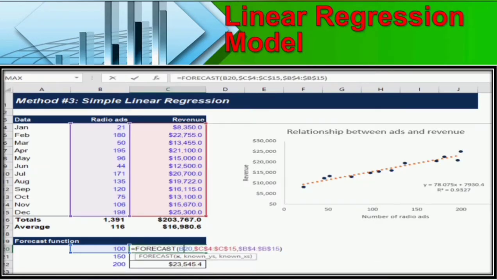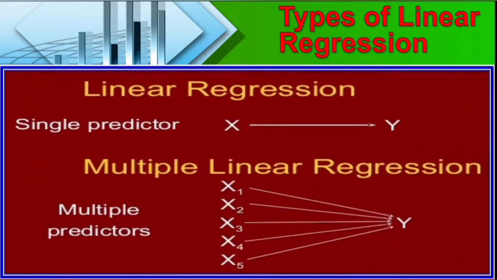Linear regression model. In this model, we have presented the data of ads and the revenue generated on these ads for a company for a period of 1 year. Types of linear regression. Number 1, linear regression in which a single predictor is involved, and the other is multiple linear regression where multiple predictors are involved.